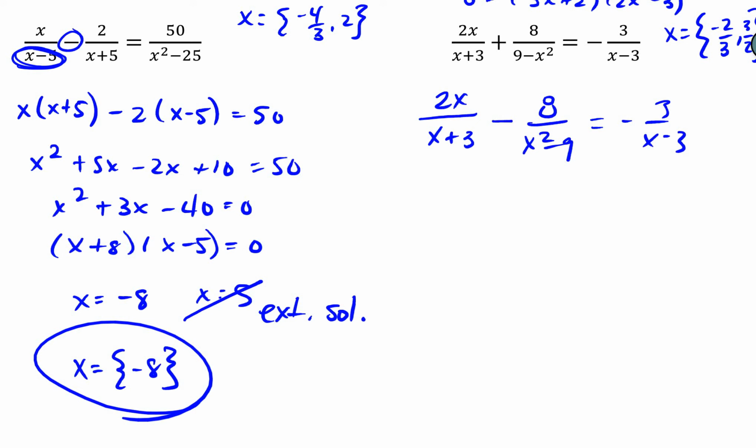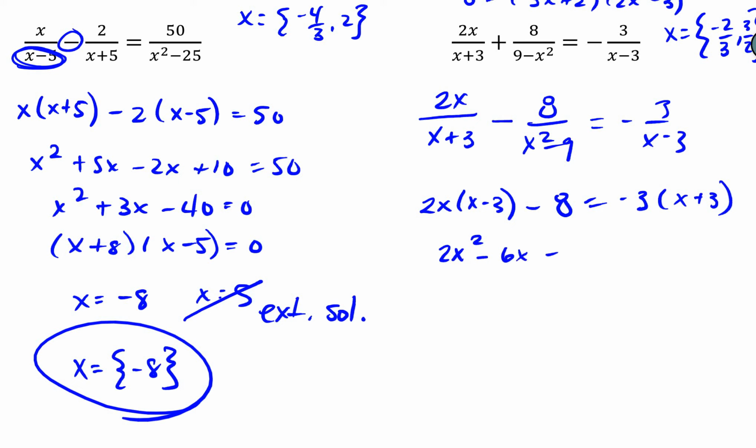So now I know that that first term has to get multiplied by x minus 3. The middle term has to get multiplied by nothing. And the last term, the negative 3, has to get multiplied by x plus 3 to make it so that all the denominators would be the same. Do some distributing. 2x squared minus 6x minus 8 equals negative 3x minus 9. Add your terms. 2x squared minus 3x plus 1 equals 0.